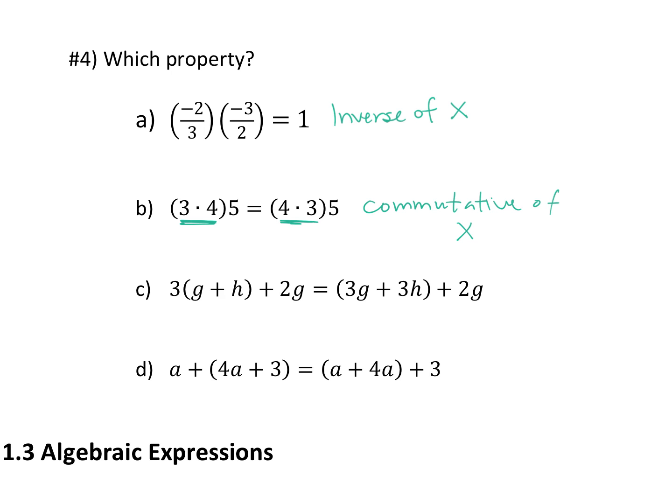Letter C. What'd you get for C? Distributive. That's the distributive property, right? If you look at how we got from the one to the other, 3 times G is 3G. 3 times H is 3H, right? Nothing else changed. So that's the distributive property.